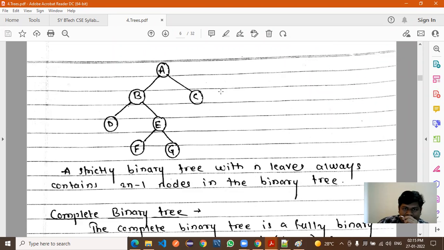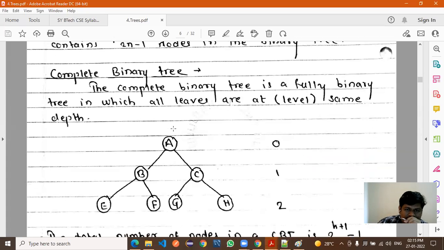In the strict binary tree, how many child nodes are you considering? 0 or 2. Now, in the case of a complete binary tree, how many child nodes are you considering? 2. Are you allowing 0, 1? No. This is the first, basic difference.